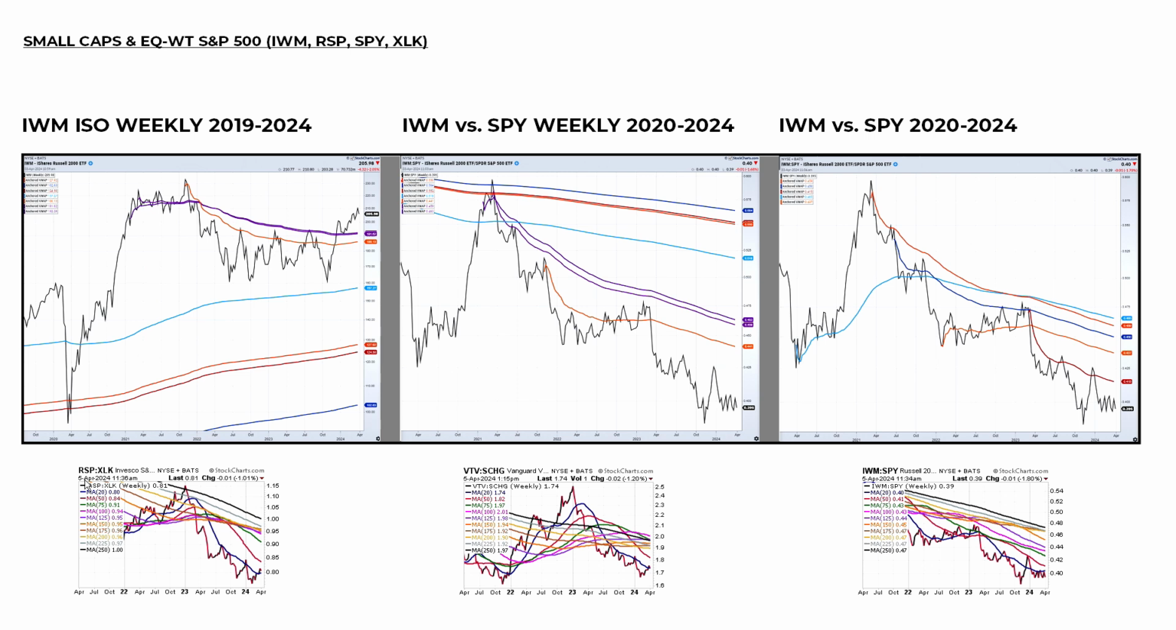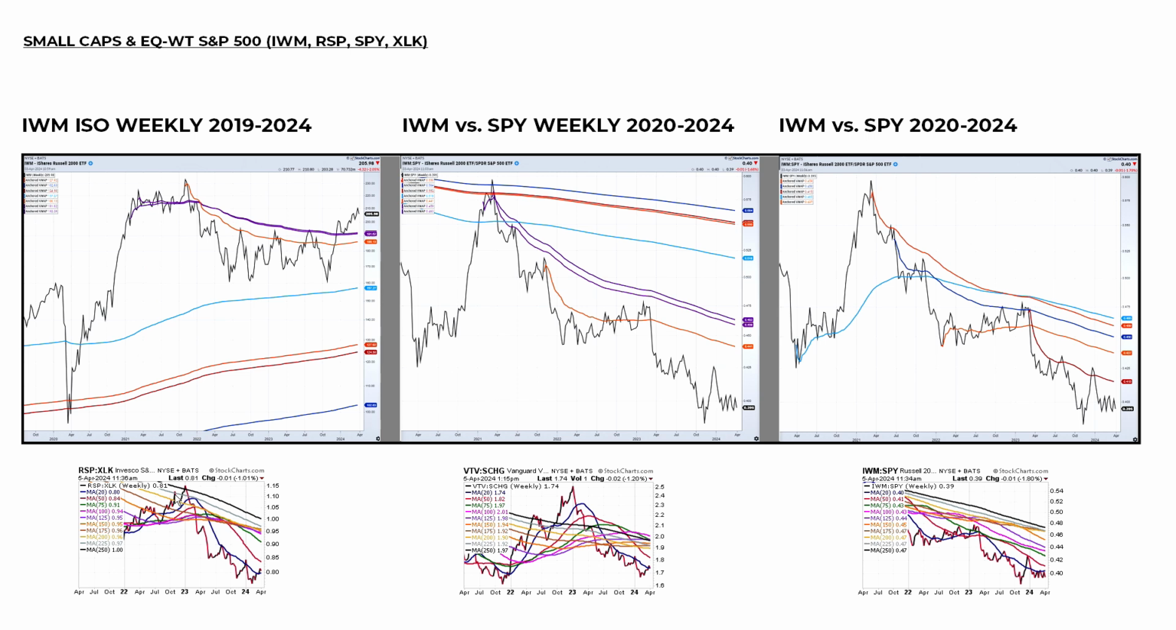This is RSP equal weight S&P 500 weekly divided by XLK, the tech sector, during Friday's session. RSP underperforming XLK this week. Value stocks underperforming growth stocks by 1.2% this week. RSP underperforming XLK by 1%. IWM small caps this week underperforming by 1.8%.